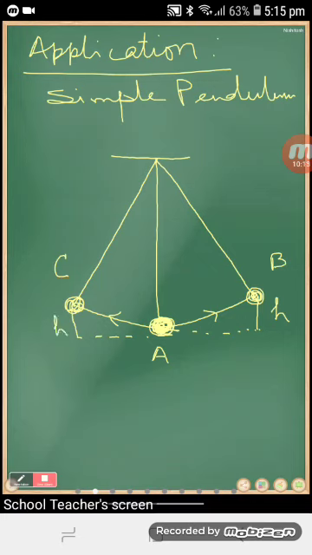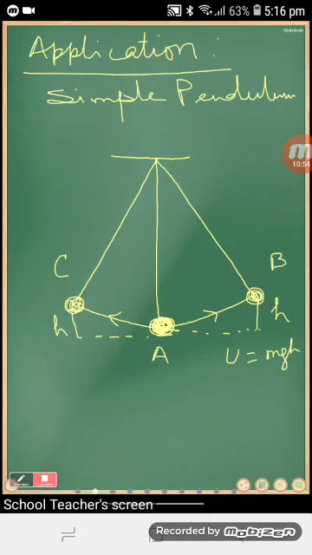Okay, so if we consider that the force of friction or the resistance between the bob and the air is zero or negligible, or if we do not consider the force of friction, in that case the energy is also going to be conserved. Now, at position B, since it gains a height, the potential energy will become mgh.